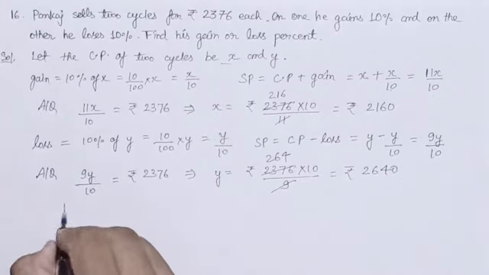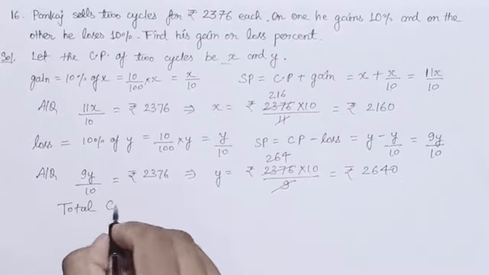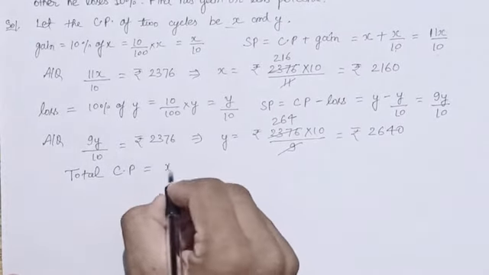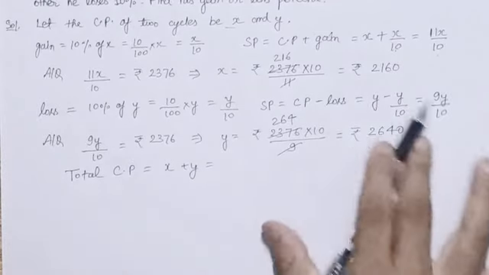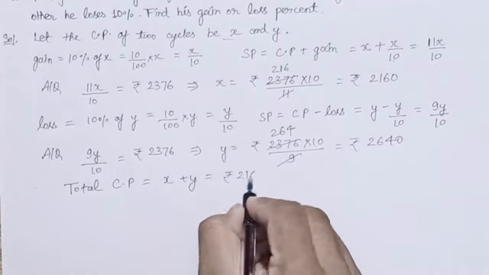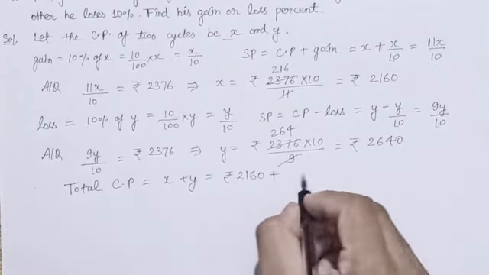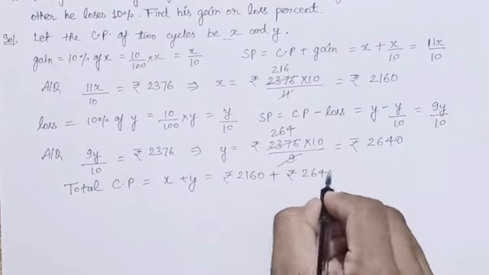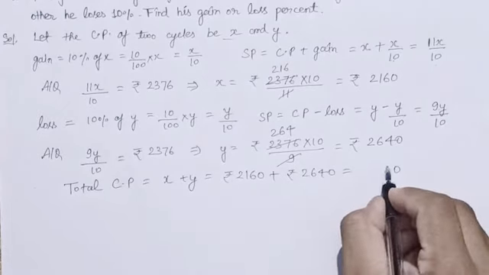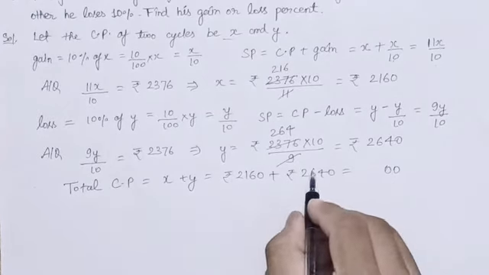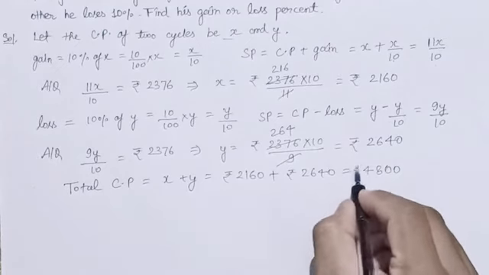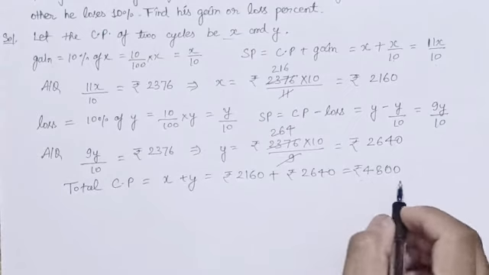So the total cost price, total CP, is equal to x plus y. The value of x is 2160 rupees, 2160 plus the value of y, rupees 2640. Now let us add. So here we have 0, 6 and 4, 10, carry 1, 7 and 1, 8, and then 2 and 2, 4. It means total cost is rupees 4800.